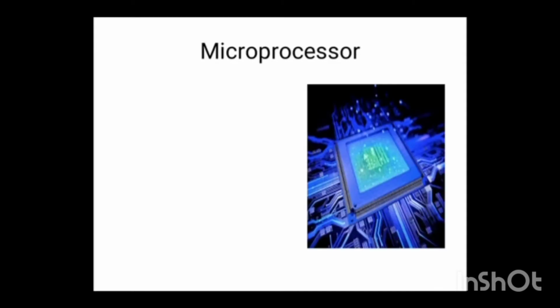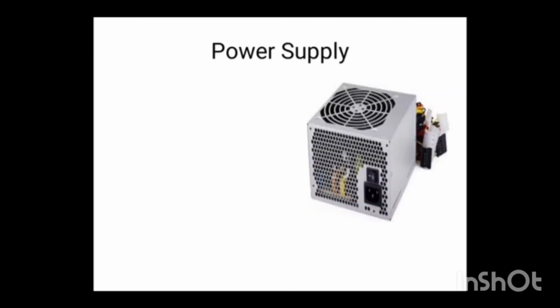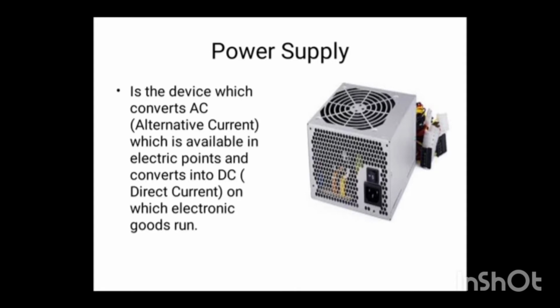First, let us see what is microprocessor. Microprocessor is the brain of the computer where actual processing is done. We can see different microprocessors, that is Intel Pentium 4, dual core, i5, i7, etc. Next, let us see about the power supply. Power supply is a device which converts AC, that is alternating current, which is available in the electric points, and converts into DC, that is direct current on which electronic goods run.